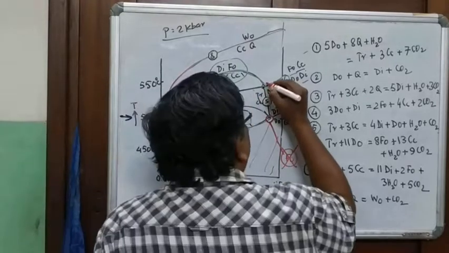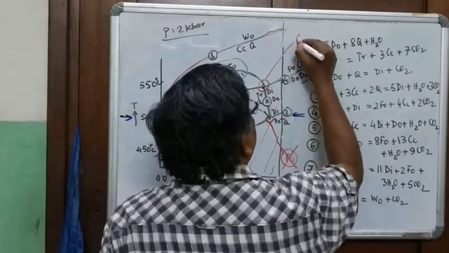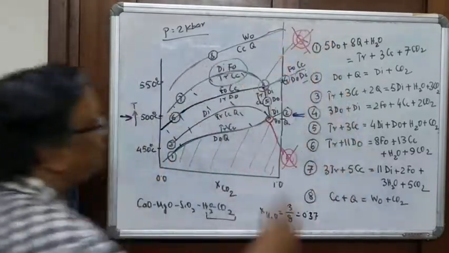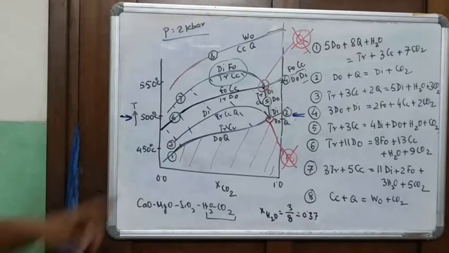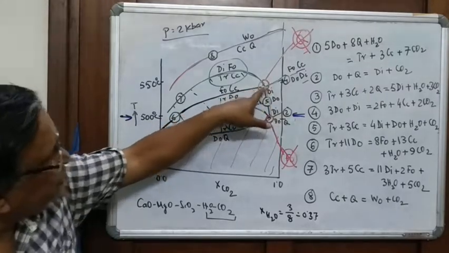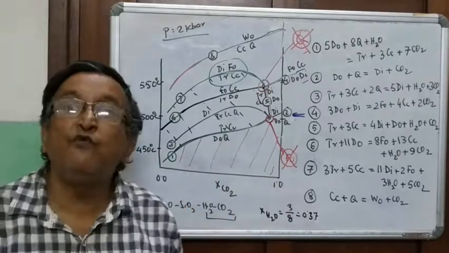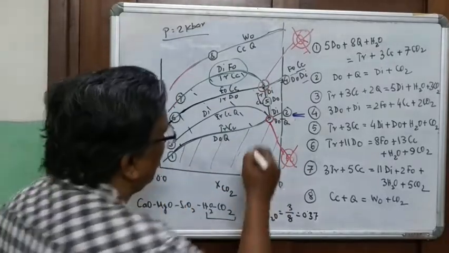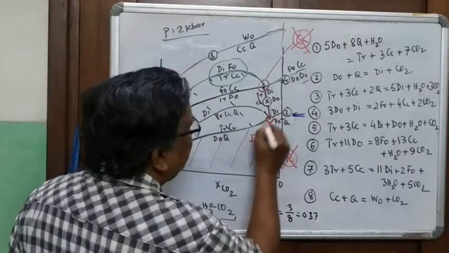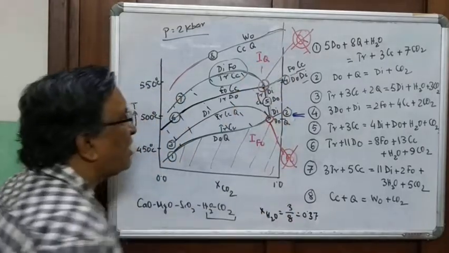And if you look at this point, there is no quartz. There is no quartz in any of these reactions leading to the point. And here in this, there is no forsterite. So this is called the forsterite invariant point, I forsterite. And this is called the I quartz invariant point.